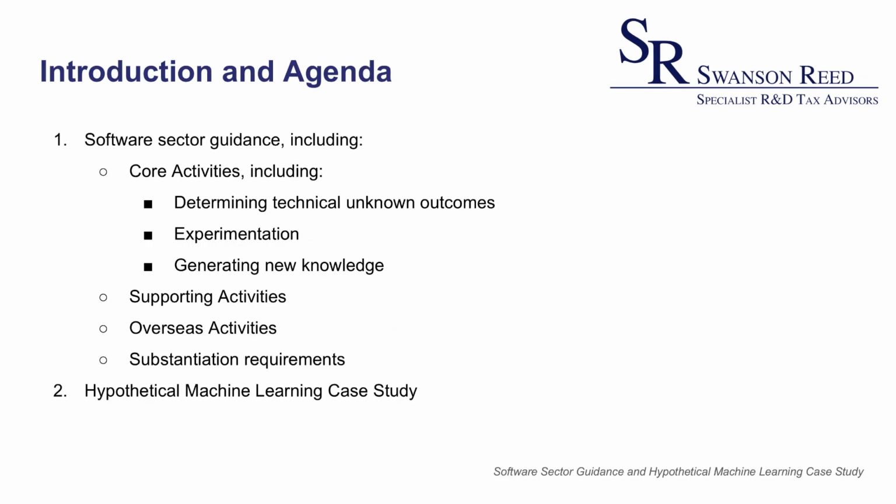Within this presentation, we will discuss the software sector guidance at a high level, including core R&D activities, including determining technical unknown outcomes, experimentation, and generating new knowledge, supporting activities, overseas activities, and substantiation requirements. We will then discuss AusIndustry's recent hypothetical machine learning case study, which was last updated in September 2024. Links to the guidance document and case study can be found below. Additional links that may be of assistance can also be found in the video description.